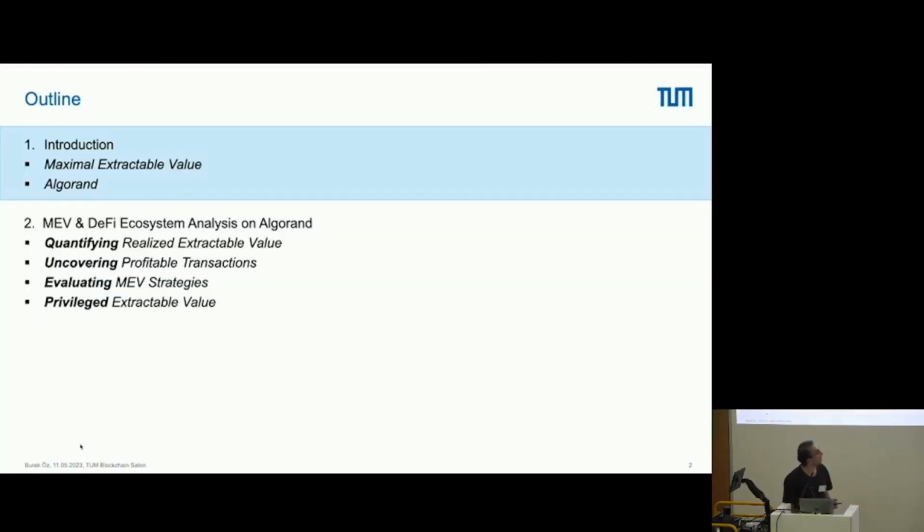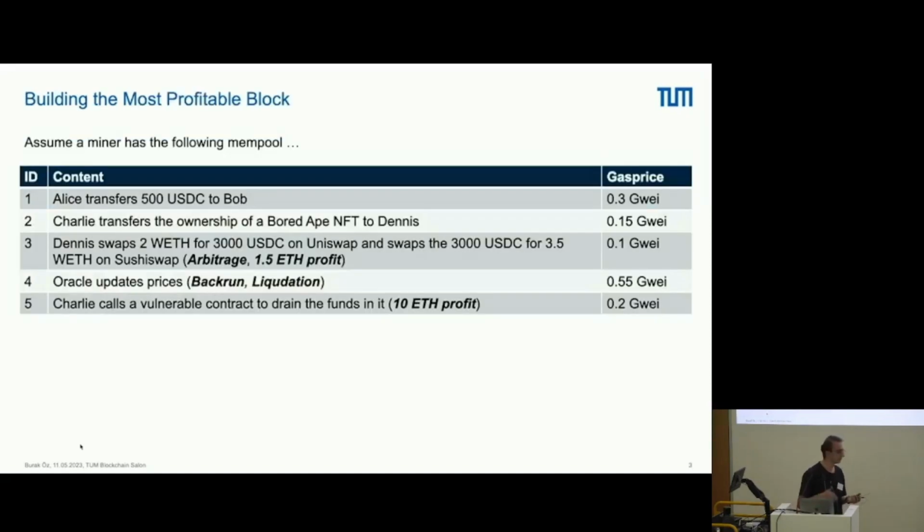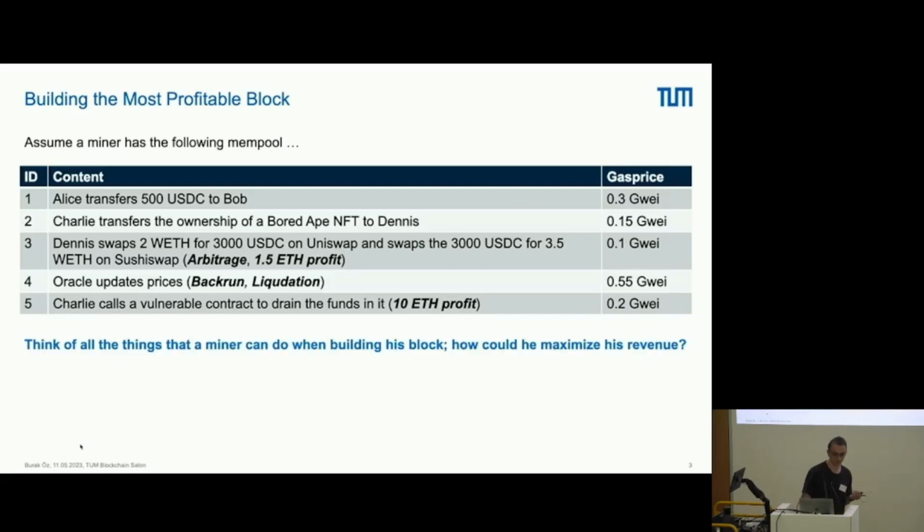So first I'm going to give a little introduction again of MEV and Algorand, but then I'll move on to our research plan and share some results that we have already obtained. One way to think about MEV is that if you are the next block proposer and you have, for example, this mempool, what can you do to maximize your profits? Of course, the naive approach is to just get the transactions which pay the most gas price, but is that the best that you can do?